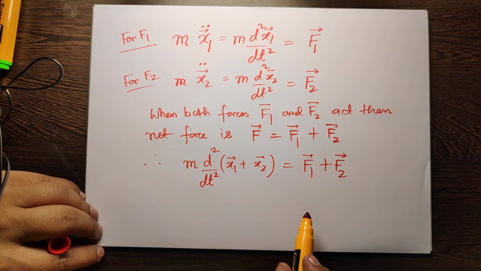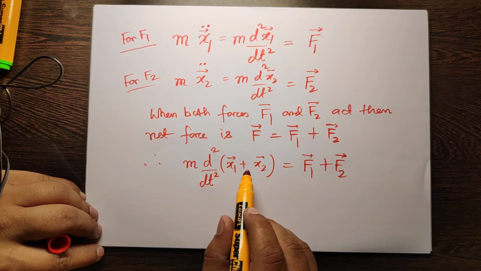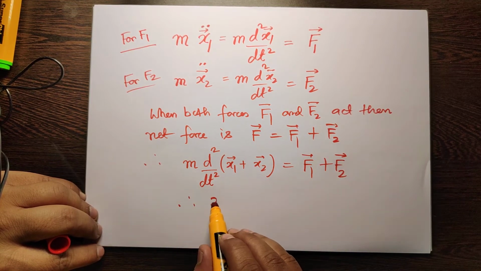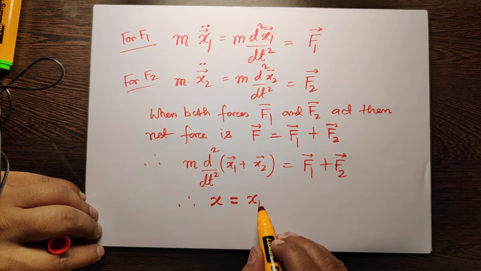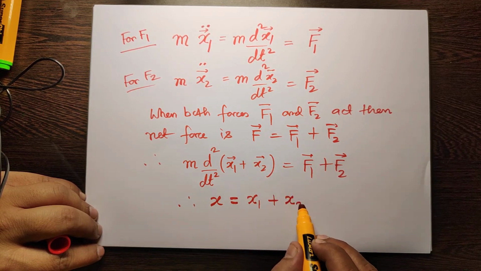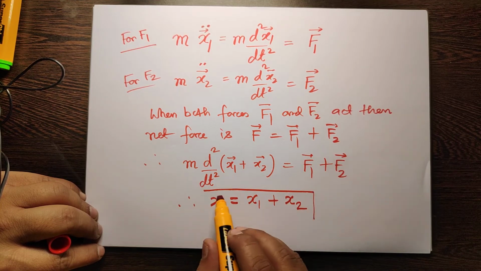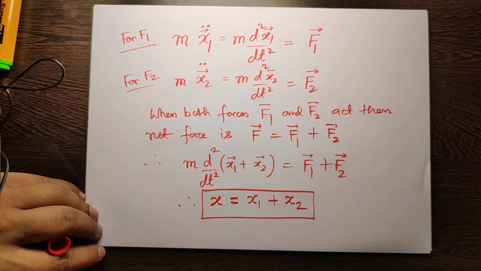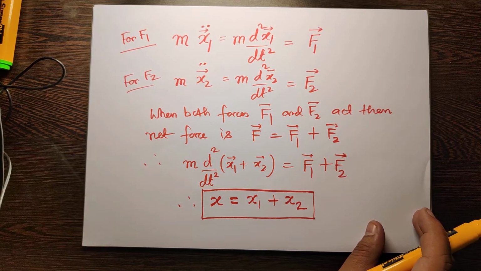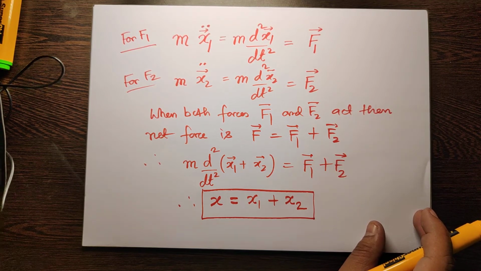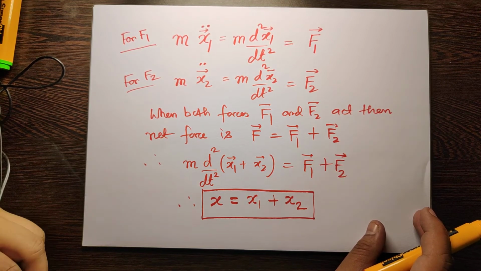So, from this we know that the resultant equation of the simple harmonic motion is given by, as these are in the same direction, we will just neglect the vector sign and put x equal to x1 plus x2. This is possible because the differential equation governing the simple harmonic motion is linear in nature. That is why the principle of superposition works.